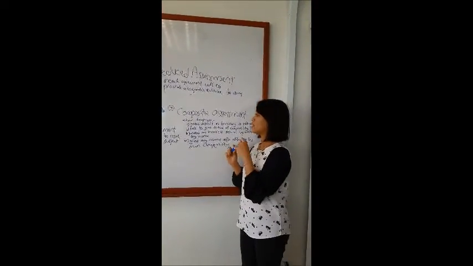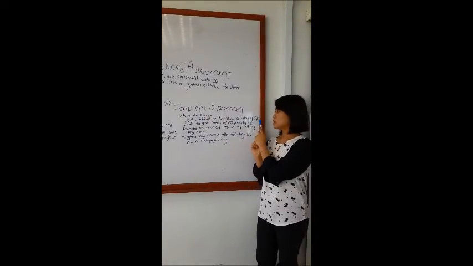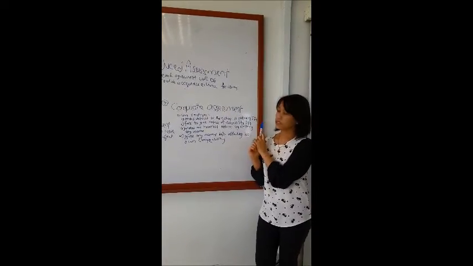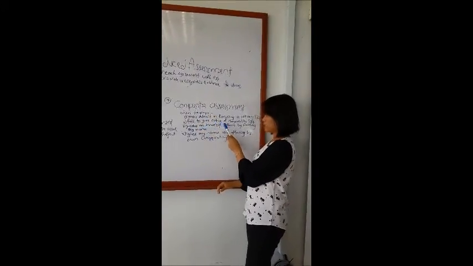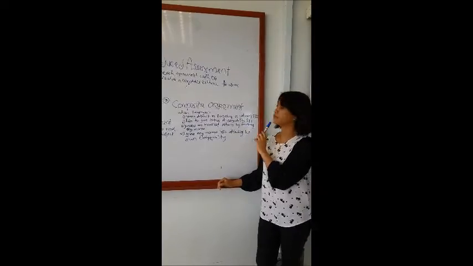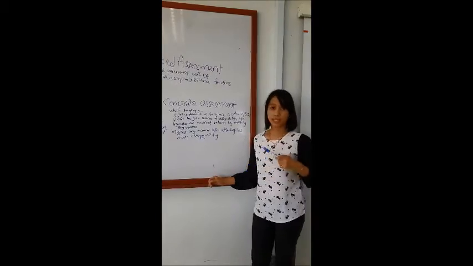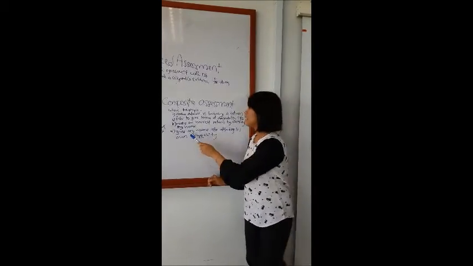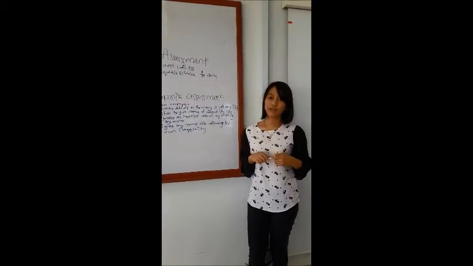First, when the taxpayer makes default in furnishing a return, subject to Section 77. Second, when the taxpayer fails to give notice of chargeability, subject to Section 77. Third, makes an incorrect return by omitting any income. And lastly, gives any incorrect information that will affect his own chargeability. That's all.